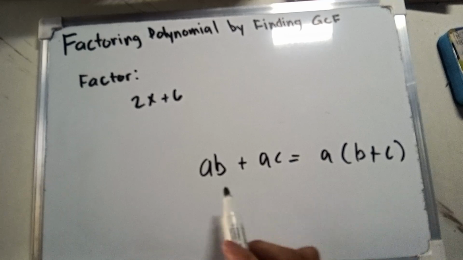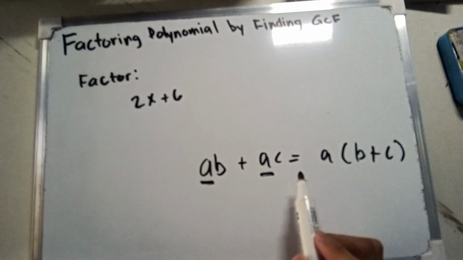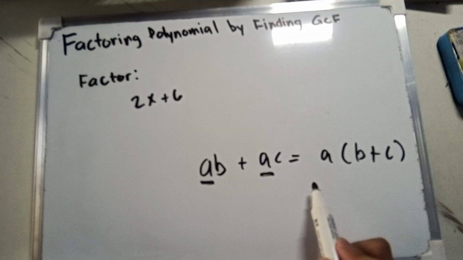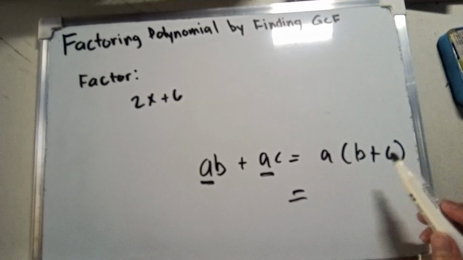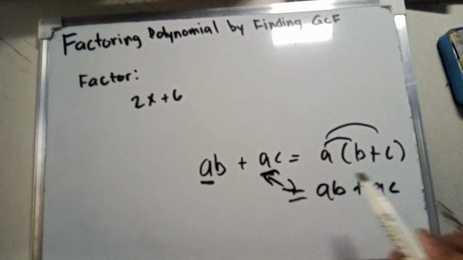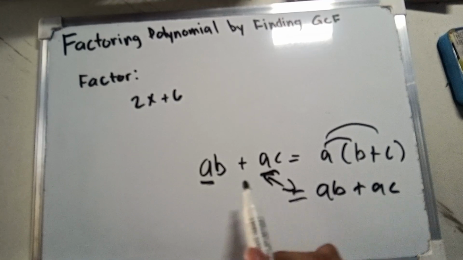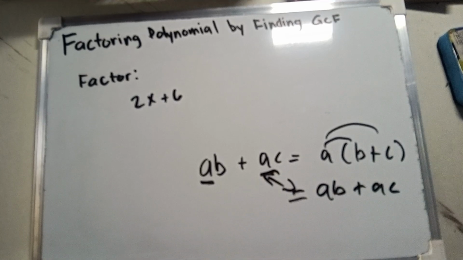Since we have A as a multiple in the first term and A in the second term, we can just factor this out. That way, if we want it to be a single polynomial, we can distribute it and still get the same answer. The same thing is applicable to 2x plus 6. If A is the common multiple of two terms, then A is a factor. That's what factor means.